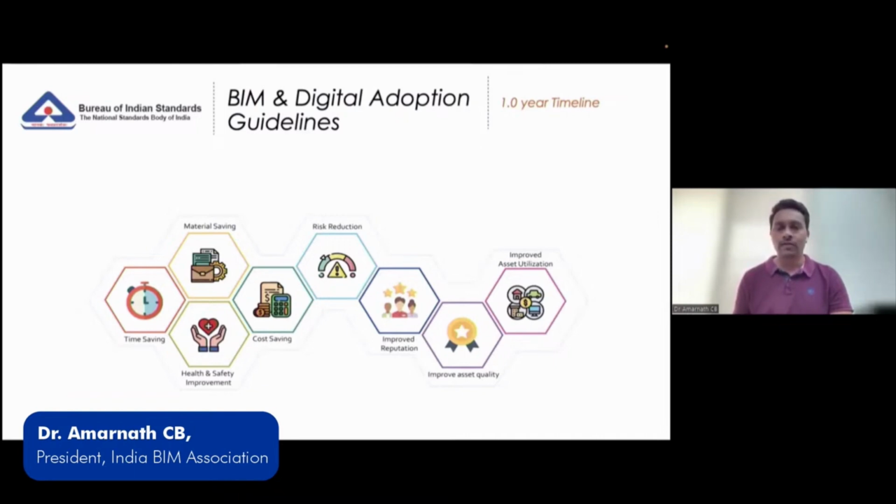Overall perspective is to make sure they can get the quantitative and qualitative benefits like time savings, material savings, health and safety improvements, cost savings, risk reductions, and have a better reputation for an organization, better asset quality and improved asset utilization. All these things can really help you enable the return on investment in the capex and opex phases.